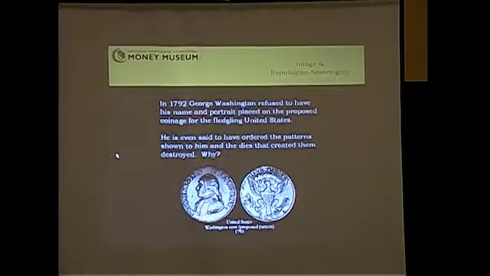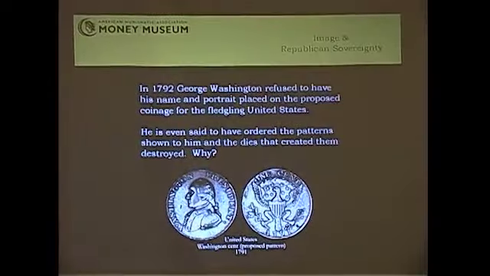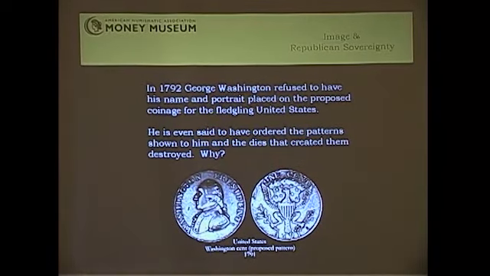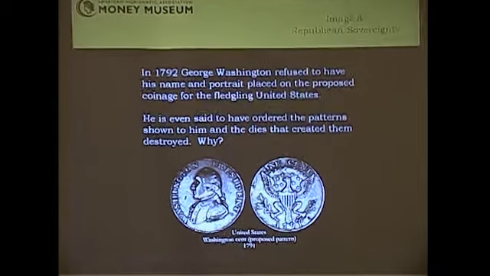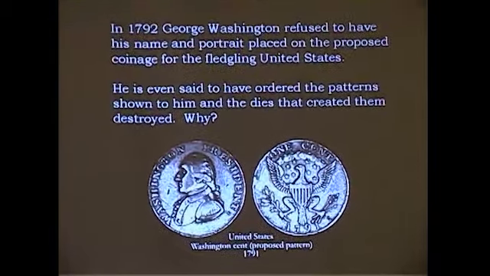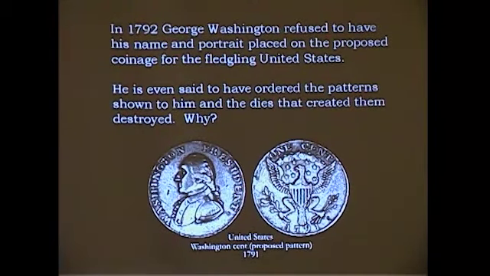So in 1792, George Washington refused to have his name and portrait placed on the proposed coinage for the fledgling United States. He is even said to have ordered the patterns shown to him and the dies that created them destroyed. Why? Well, this question is especially interesting in light of the fact that images of Washington as founder and savior of his country were rampant throughout the new nation.